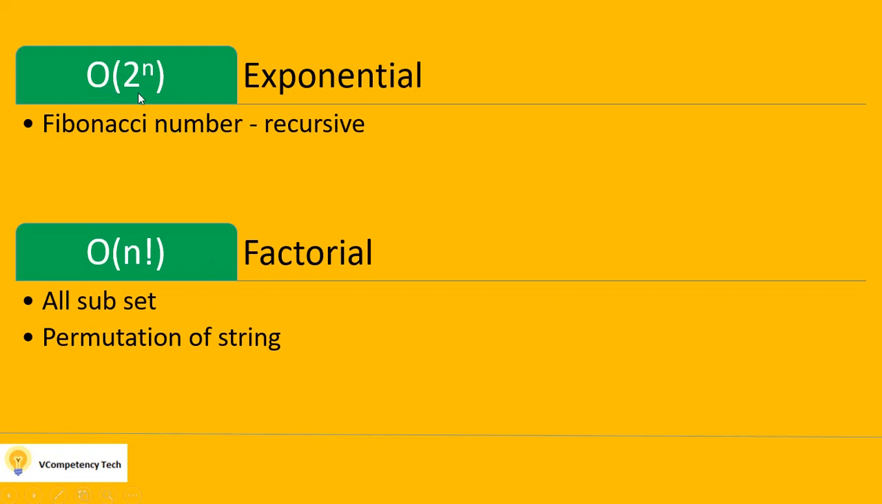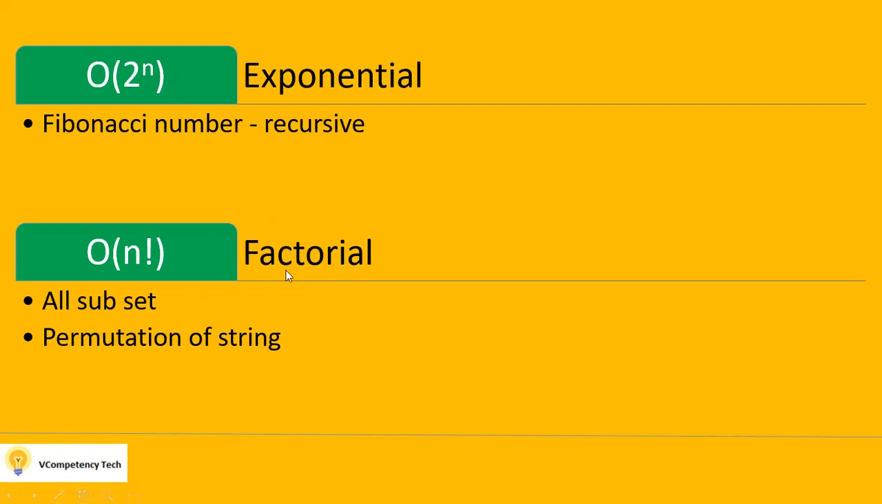O(2 to the power n) is exponential. If you are writing a recursive Fibonacci number, during an interview or anywhere, and suddenly they ask you the time complexity of this program, then you need to tell them it is O(2 to the power n). This is the time complexity.